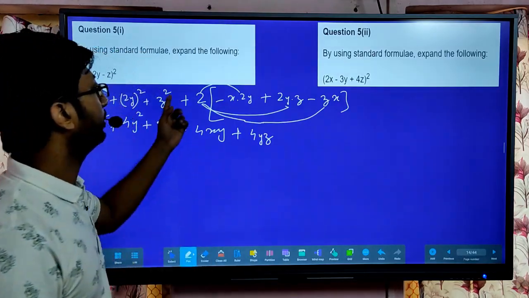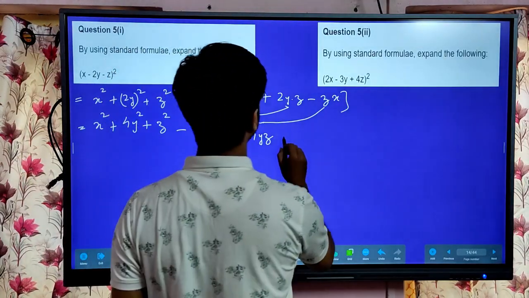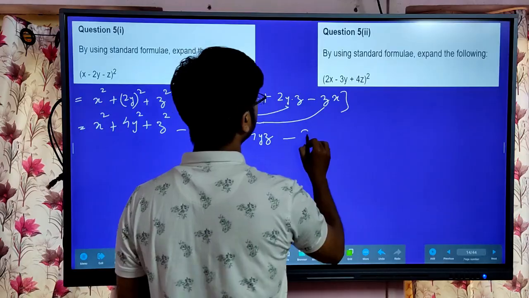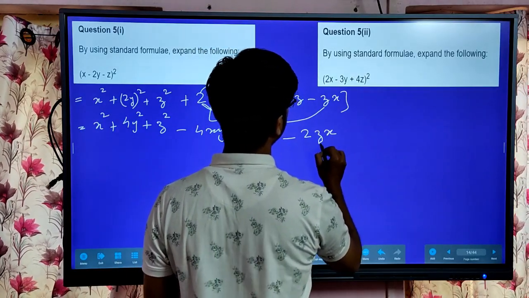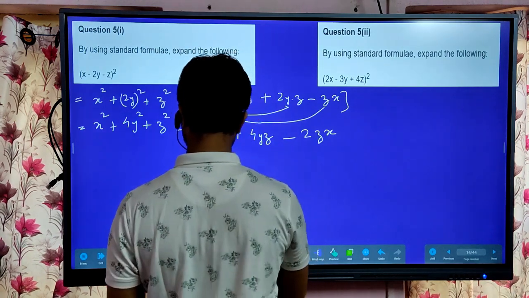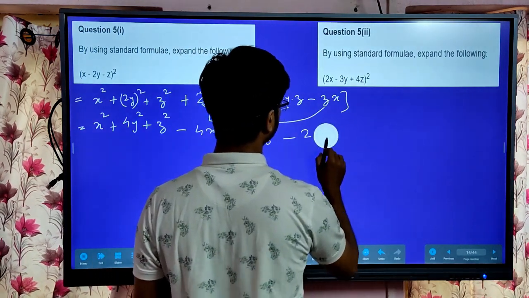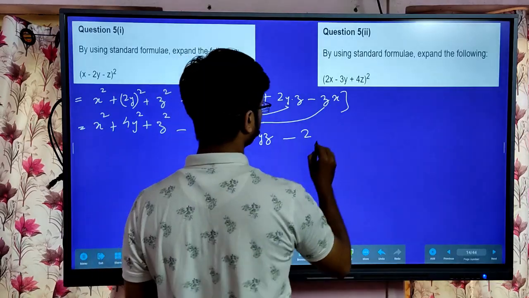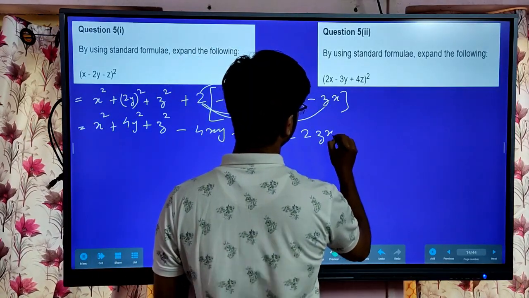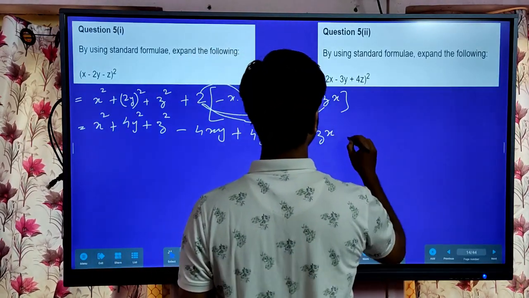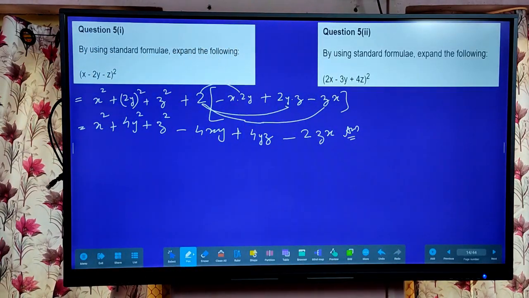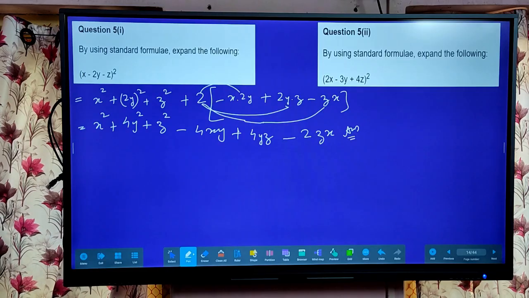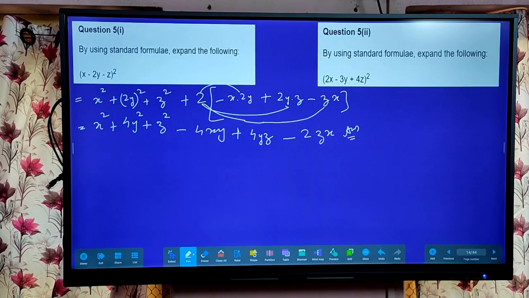yz, and then again plus into minus is minus 2. There is no 2 over here, so 2zx. Okay. Zx. So this will be the answer: x square plus 4y square plus z square minus 4xy plus 4yz minus 2zx.